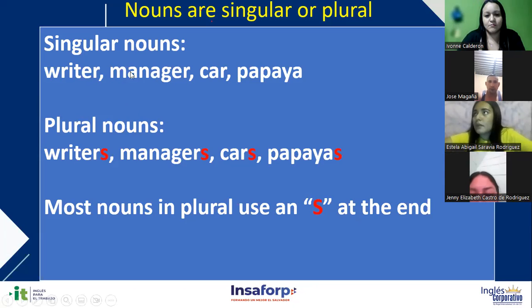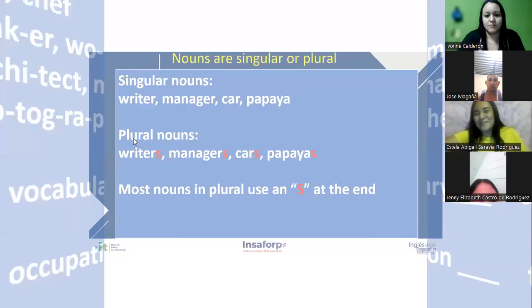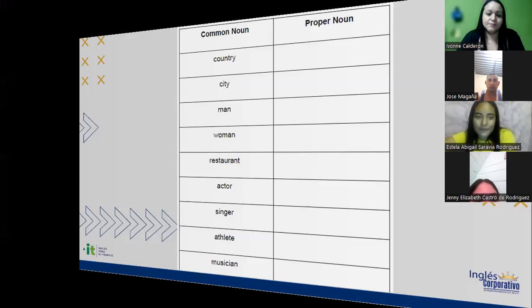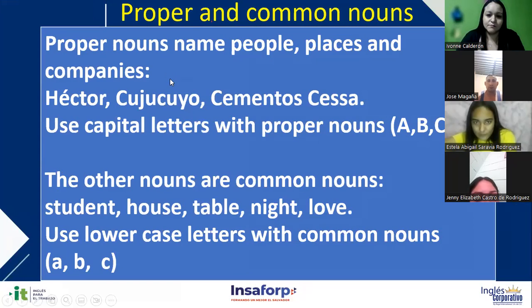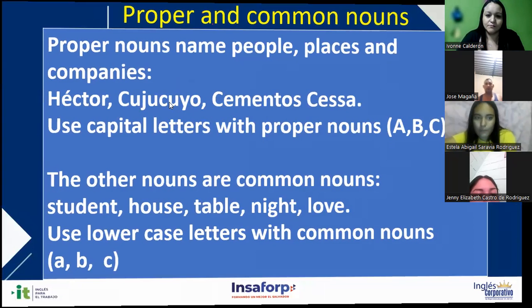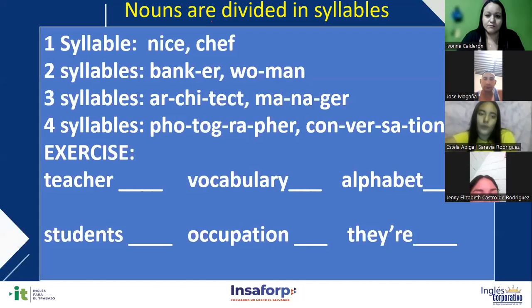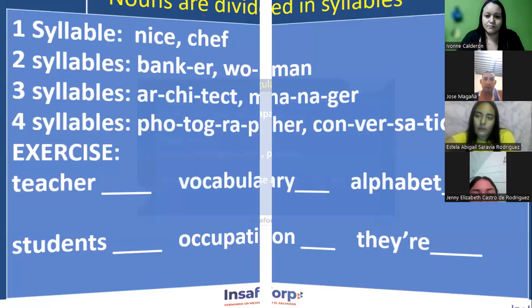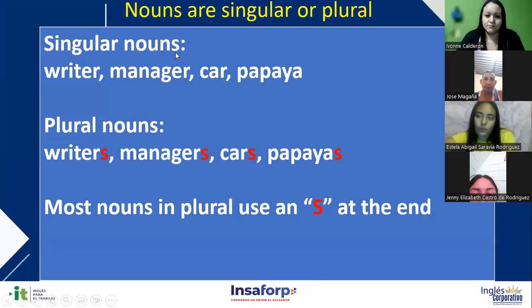And this is another one, right? This is another characteristic of the nouns. Esta es otra característica de los nombres, yes? They are singular and plural, right? Okay, los nombres están divididos en proper and common, right? Además, están divididos en syllables, y también están divididos en singulares y plurales. Yes, singular and plural. So here, for example, writer is only one, manager is only one, car is one, papaya is only one, right?